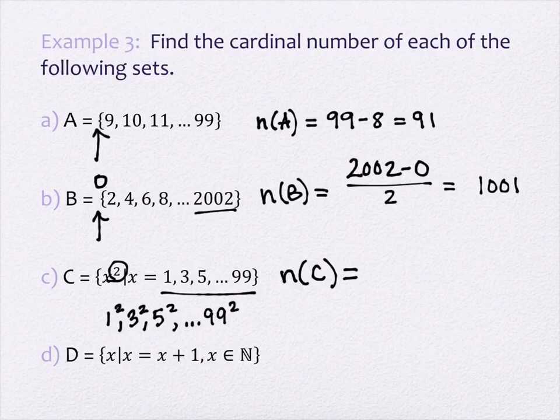Does squaring them change how many of them there are? No, not in the least. So counting these is equivalent to counting these, right? So I really just need to know how many numbers I have from 1 to 99. Does anybody know what that is? 50. It is 50. Marissa, how did you get 50?